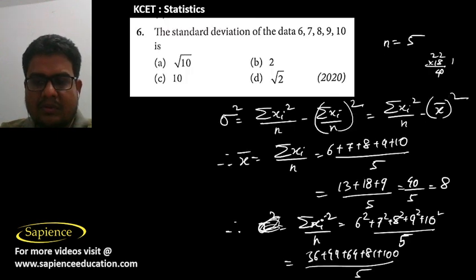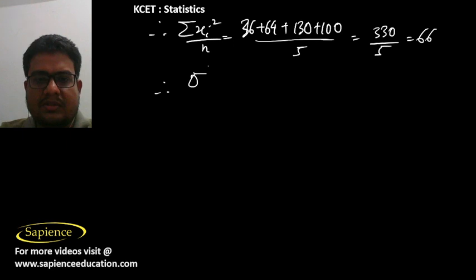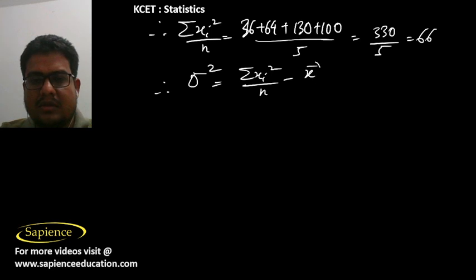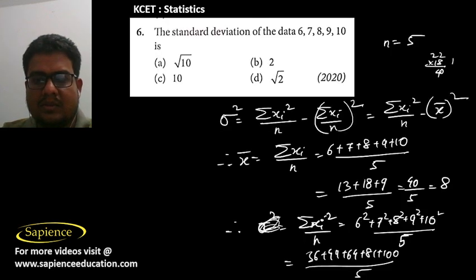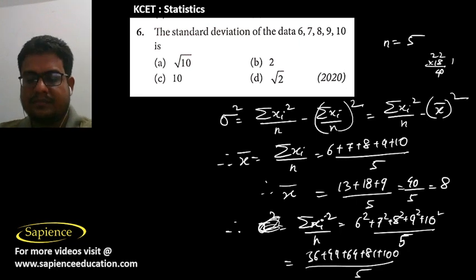Now the square of the standard deviation, which is the variance, will become summation xi square by n minus the mean whole square. So that is equal to 66 minus, now the mean is 8.